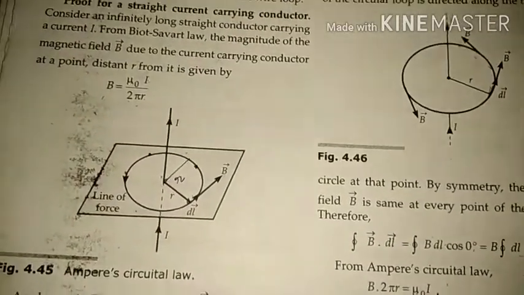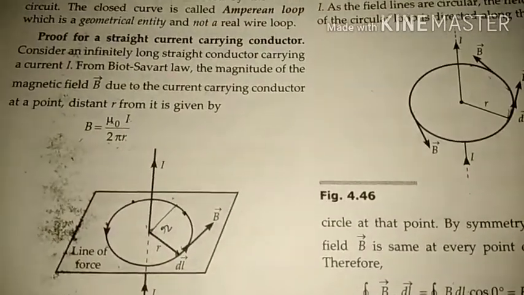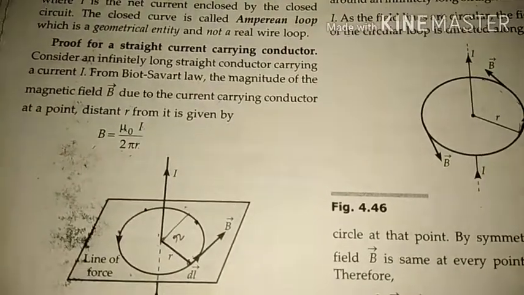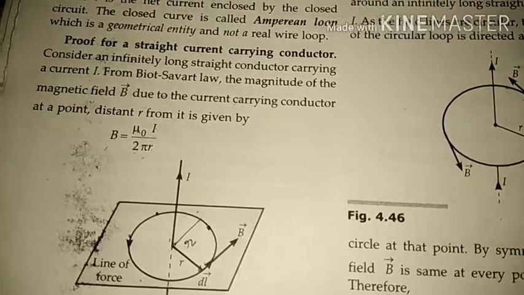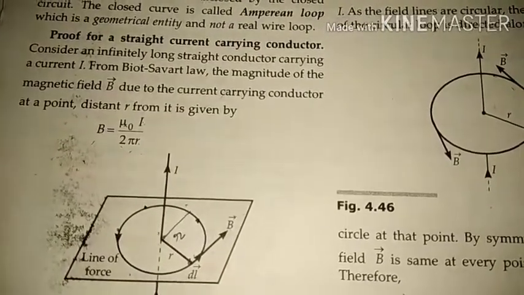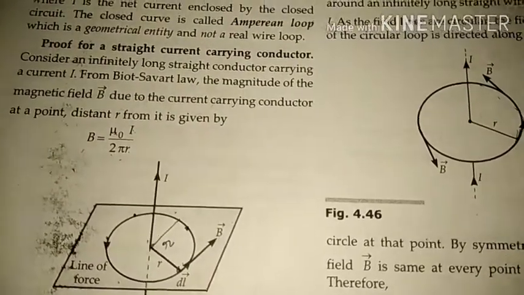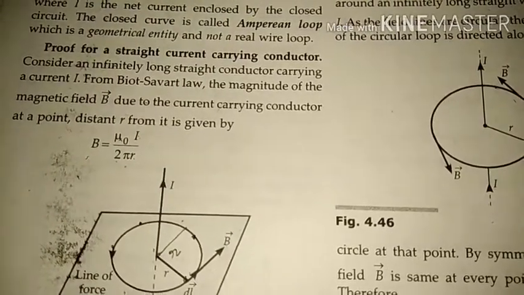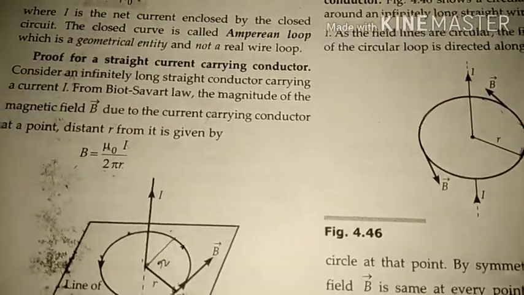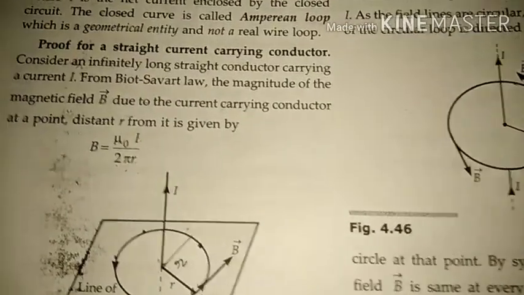Another application is the magnetic field of a solenoid. A solenoid, as you know, is an insulated copper wire wound closely in the form of a helix or in a cylindrical shape. Solenoid is a Greek word, and its meaning is channel.